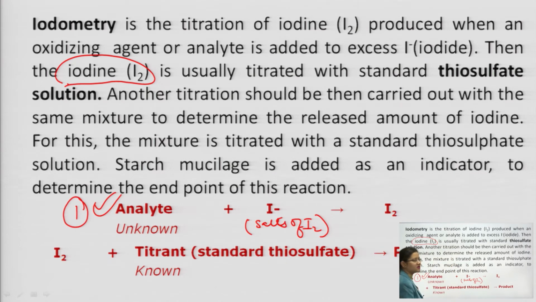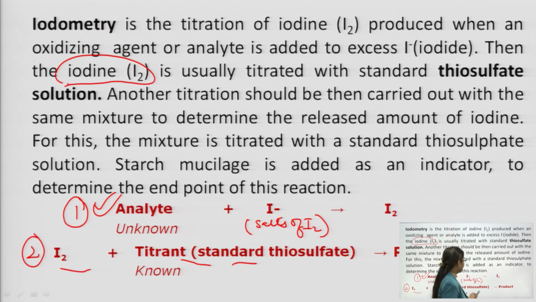Iodometric titration is a two-step process. Then in the second step, this liberated iodine is titrated with the standard thiosulfate solution, which serves as a titrant. Got it everyone. So we can study that.